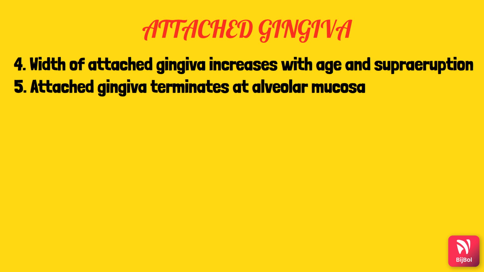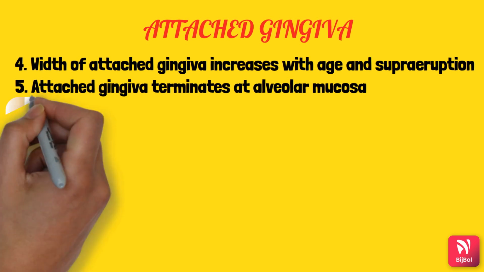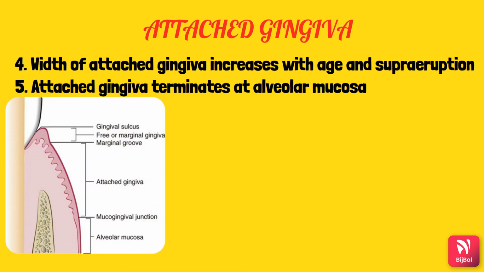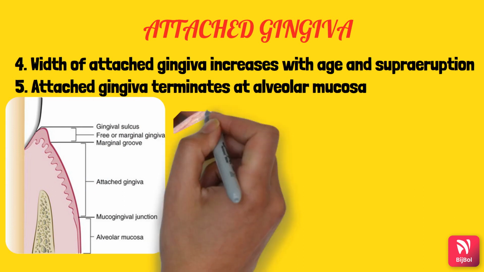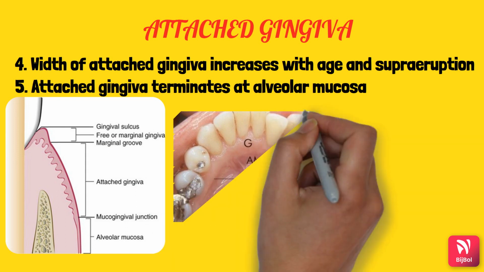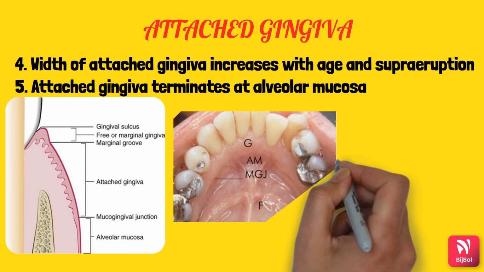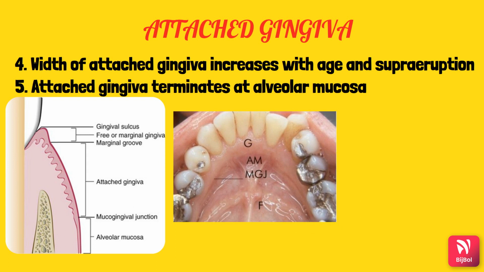So in this process, when it is moving, it will take the whole attachment with it. So it will take the marginal gingiva, the attached gingiva, and the interdental papilla along with it. In such cases, what happens? The width of attached gingiva is obviously increasing with age and with supraeruption. So here we have an important point. The mucogingival junction is stationary. The mucogingival junction doesn't move. Only the attached gingiva is moving along with the moving tooth. So that's why the width of attached gingiva increases with age and with the supraeruption of the teeth.